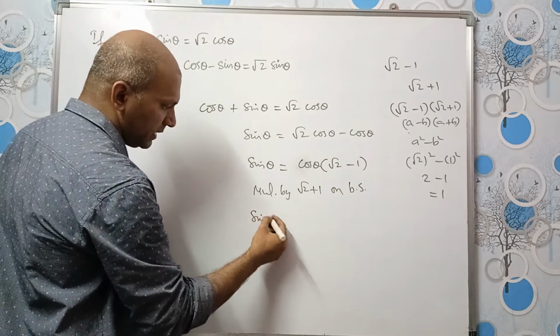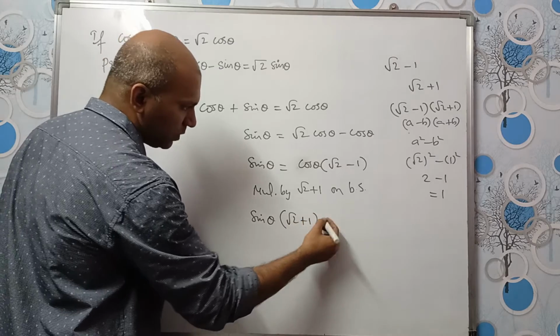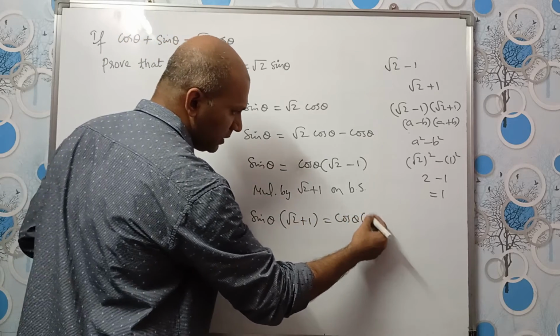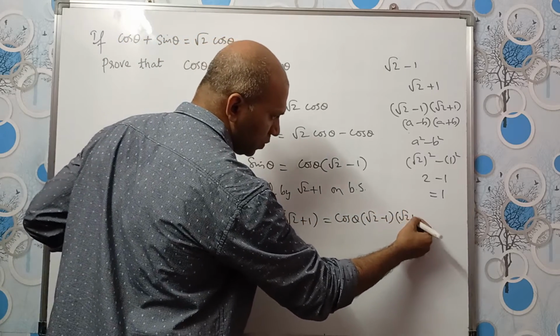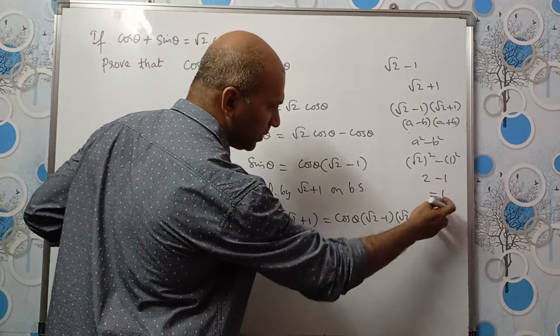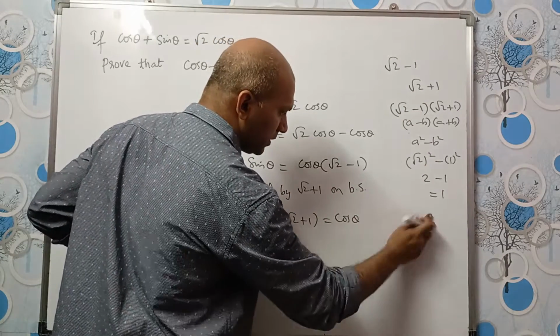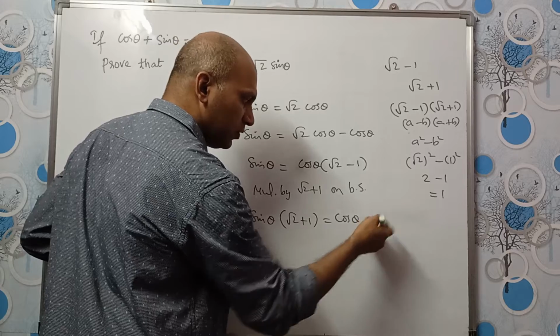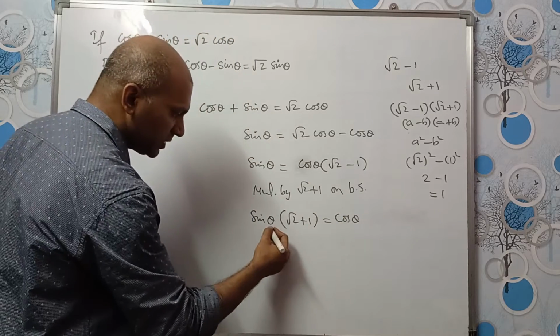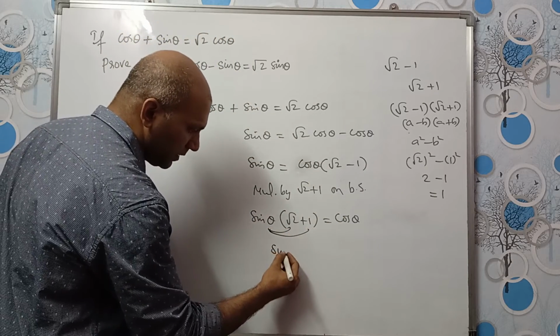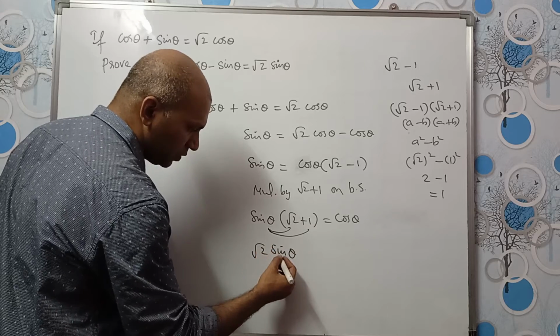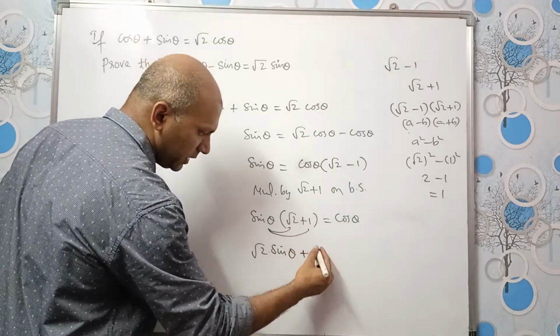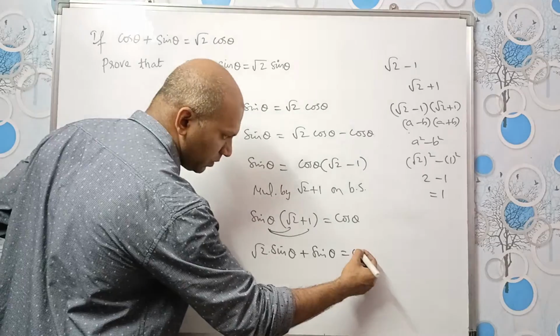So this is sine theta multiplied by root 2 plus 1, and here cos theta, root 2 minus 1 times root 2 plus 1. So we multiplied and we got 1, right? So let us write 1 here. Cos theta into 1 is cos theta. Now let us multiply this 2. Sine theta into root 2 is root 2 sine theta. Sine theta into 1 is sine theta, is equal to cos theta.